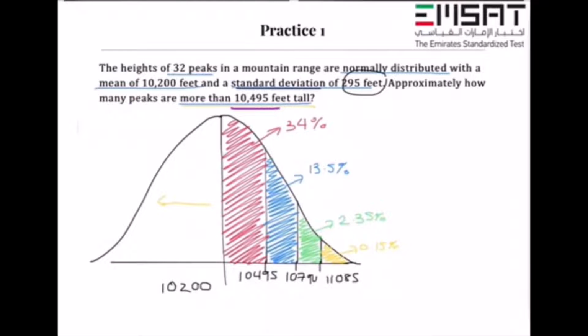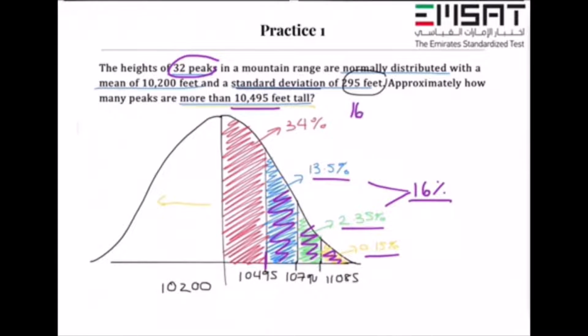Going back to the question, it's asking for more than 10,495 feet tall. As you can see here, we have 3 sections that are after 10,495, which is here, which is 13.5, 2.35, 0.15. Adding them all together gives you 16%. Working with the number of peaks that we have and the percentage that came out more than 10,495, we are going to calculate how many mountains are more than 10,495 feet tall.